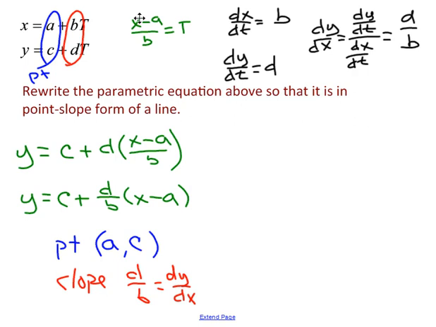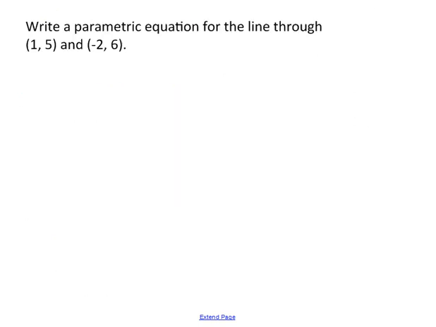Okay? So if I give you this question, write a parametric equation for the line through these two points. Again, you should be able to stop the video and come up with this equation. But if I'm writing it, it's as simple as saying, give me a point, and you can choose either point. So I'm going to choose the point x is 1, y is 5. And then I need my slope. And you can find the slope either way. You can go 6 minus 5 over -2 minus 1 and get -1/3, right?